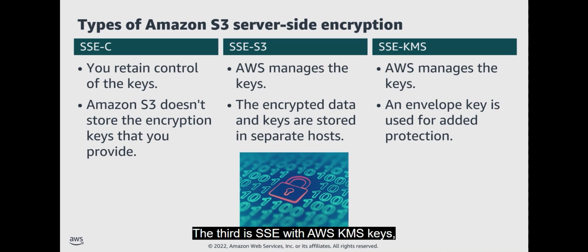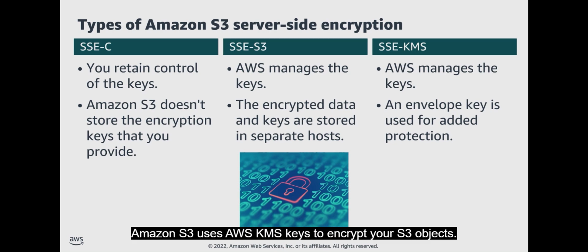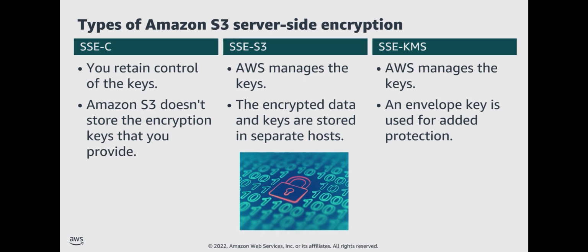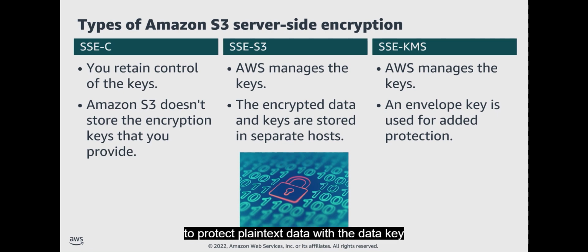The third is SSE with AWS KMS keys, or SSE-KMS. Amazon S3 uses AWS KMS keys to encrypt your S3 objects. This method uses envelope encryption to protect plaintext data with the data key and then encrypt the data key with a root key.